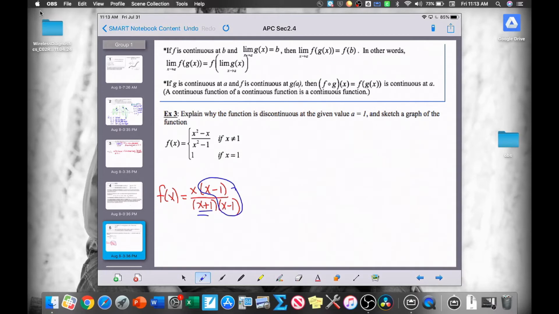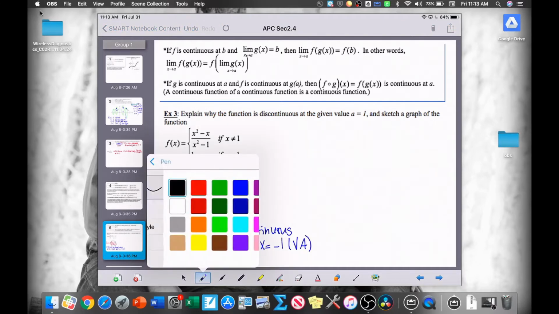So based on what I already know, I can say that f of x will be discontinuous at x equals 1, and that's because we will have a hole there, and at x equals negative 1, and that's because we will have a vertical asymptote there. Okay, so that kind of answers why the function is discontinuous. Now they want us to sketch a graph.